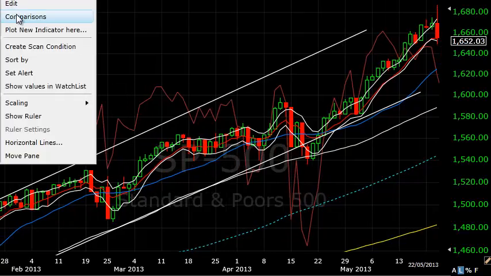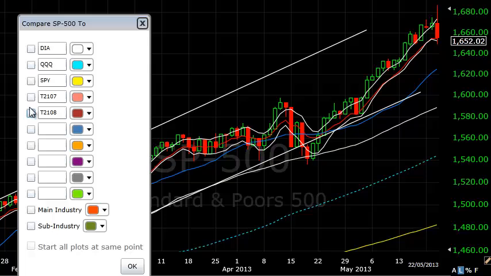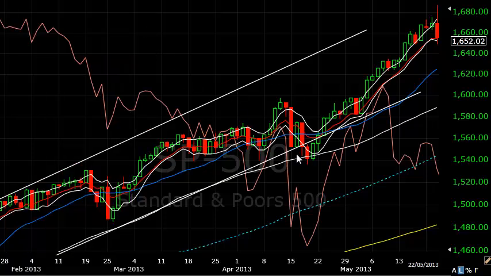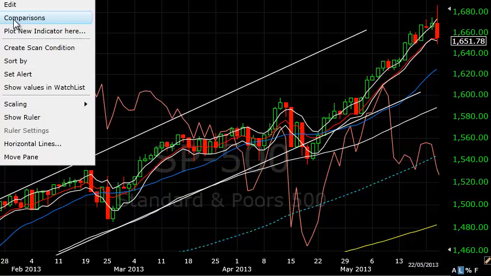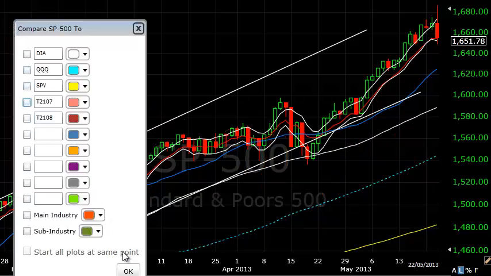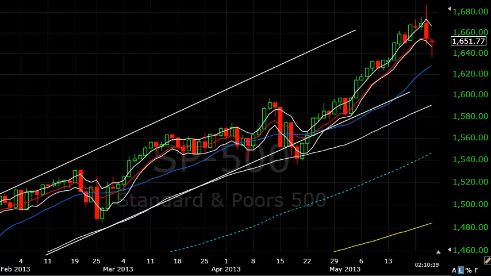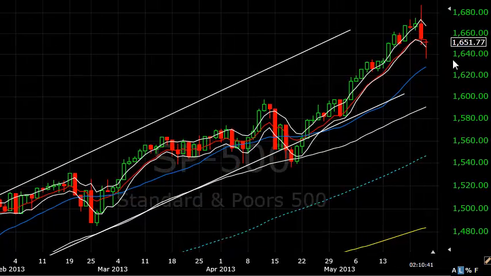Let's now have a look at the T2107, which is the number of stocks trading above their respective 200-day moving averages, and it's very obvious on this one. You can see that back here there were a lot more stocks trading above their respective 200-day moving averages than there were as we made these new highs. So again, we've got divergences in play there. I think a lot of you are going to want to keep your eye on the main stock market indices, because there may be some more downside to come.